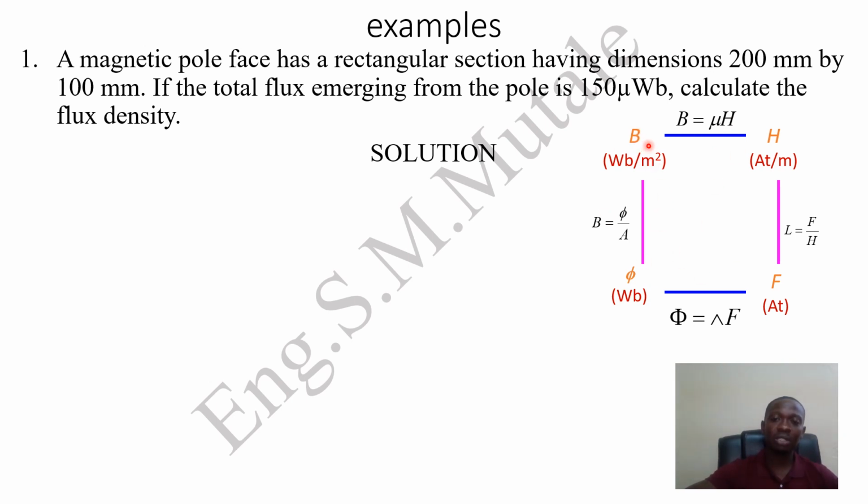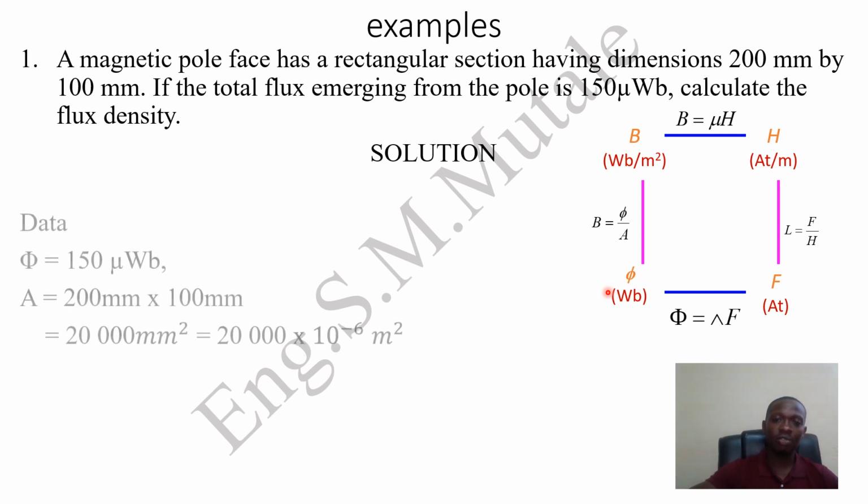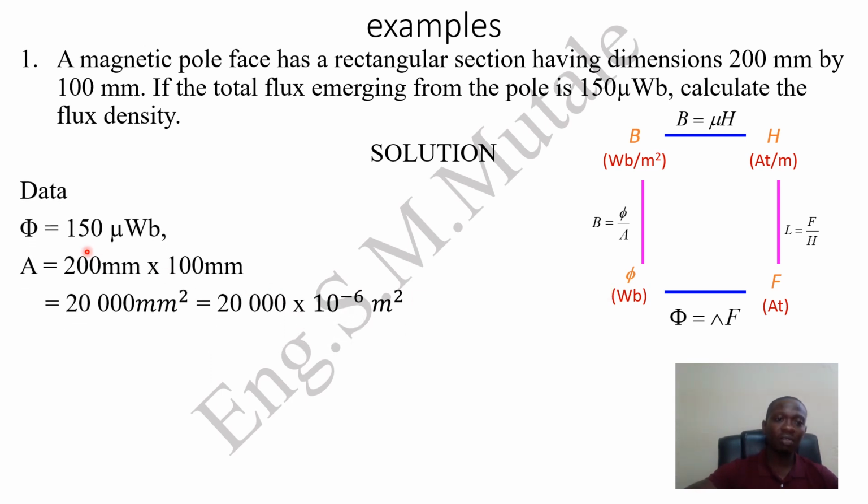We've got two equations relating B, this one and that one. Which one to choose depends on what you've been given. As we can see from our data, they've given us the flux, which is 150 microweber. They've also given us the dimensions which can help us to find the area. Because it's rectangular, the area is length times base. When you multiply those, in SI units, it will give you this. So that is the area.